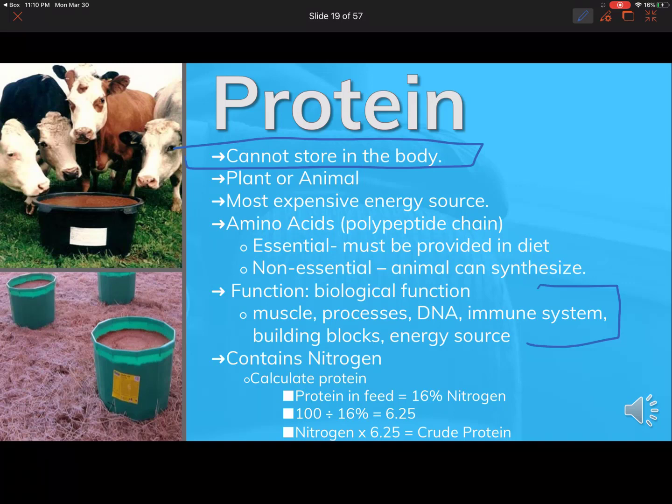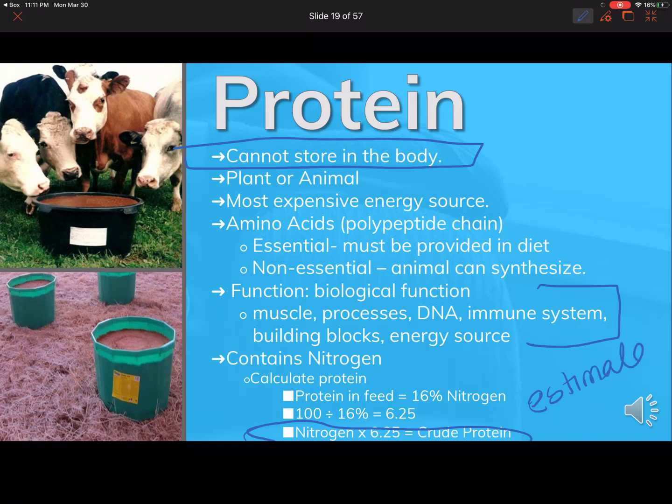And the other thing I want you to note here, I'm not worried about you knowing the equation at the bottom or being able to replicate it, but what I want you to understand is that we don't actually directly measure protein. We actually measure protein based on the nitrogen content. So there's actually a formula.